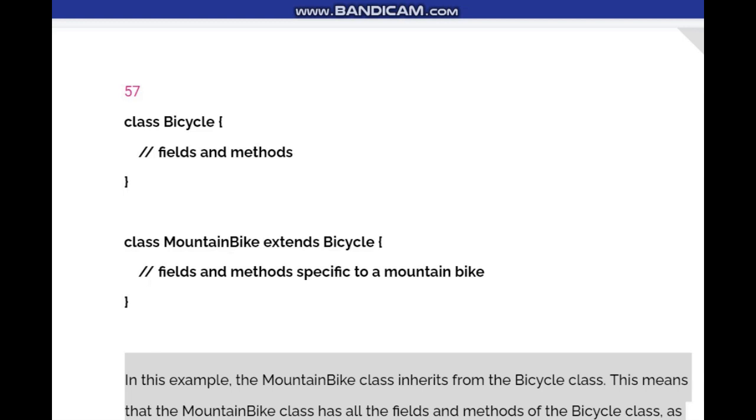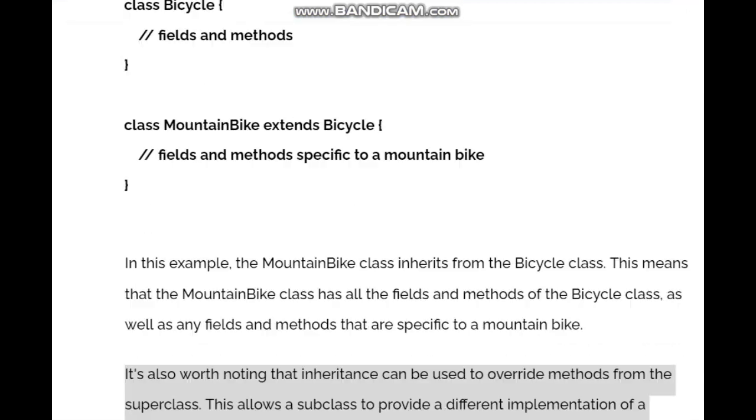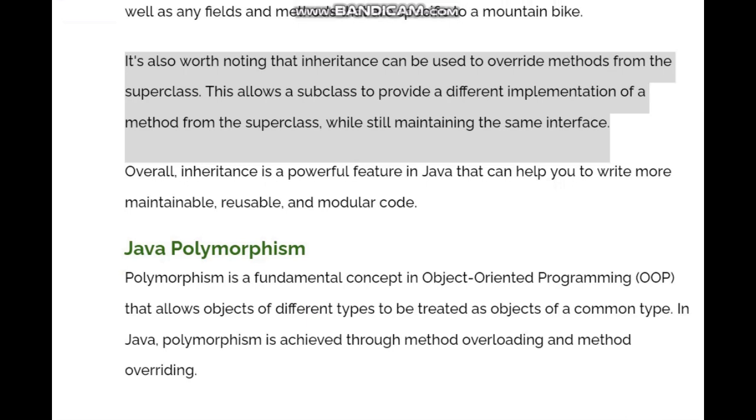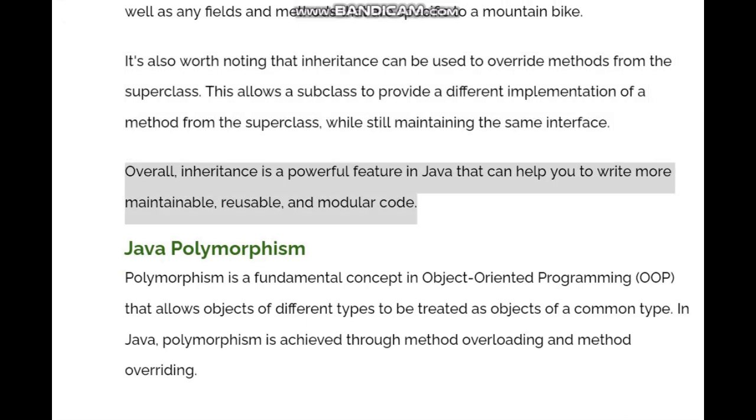It's also worth noting that inheritance can be used to override methods from the superclass. This allows a subclass to provide a different implementation of a method from the superclass, while still maintaining the same interface. Overall, inheritance is a powerful feature in Java that can help you to write more maintainable, reusable, and modular code. Java polymorphism.